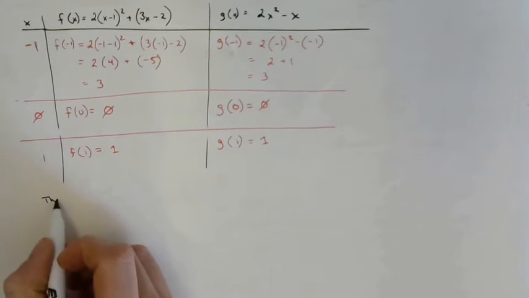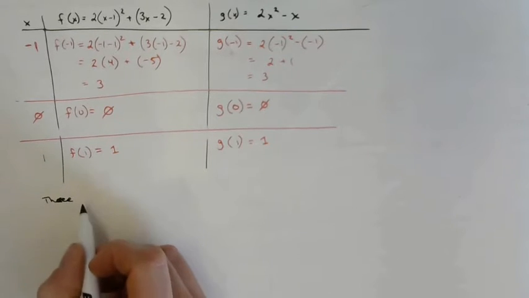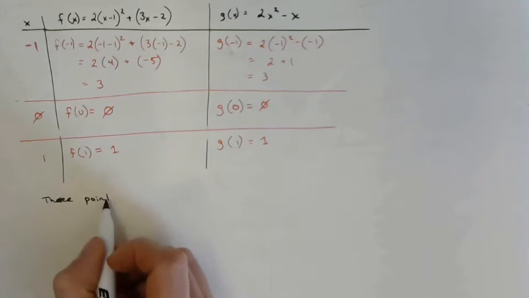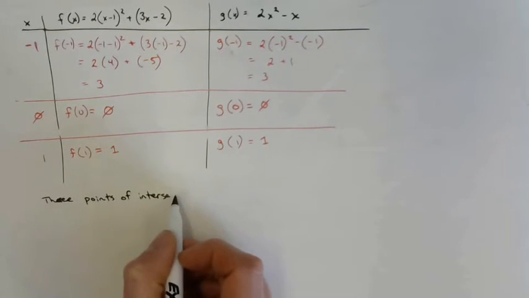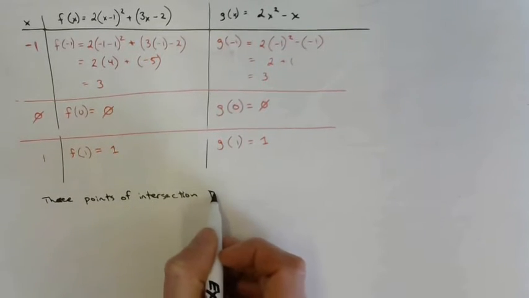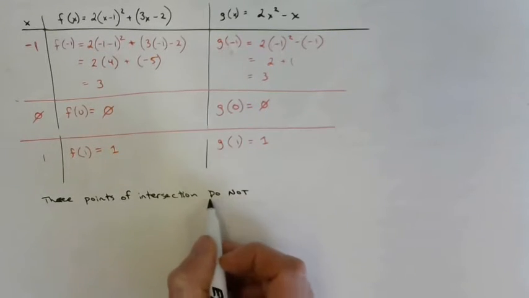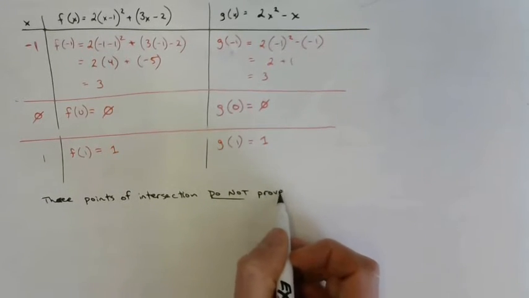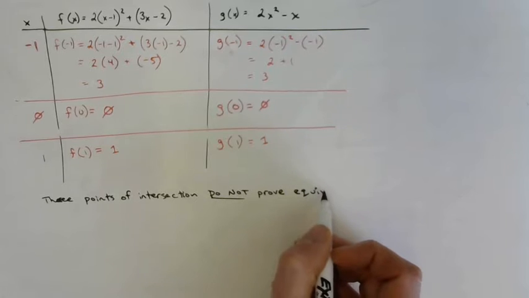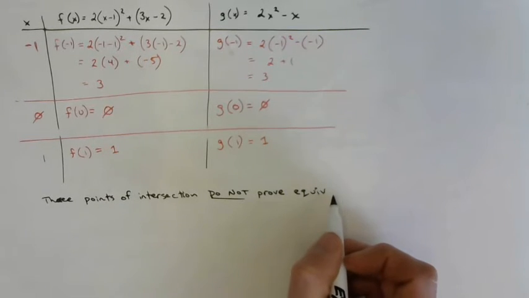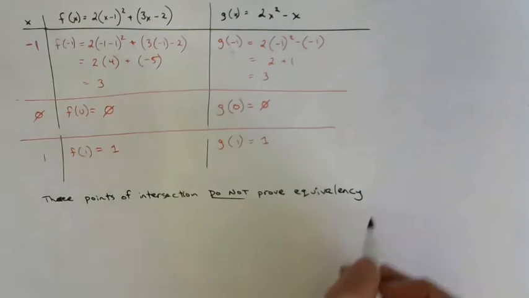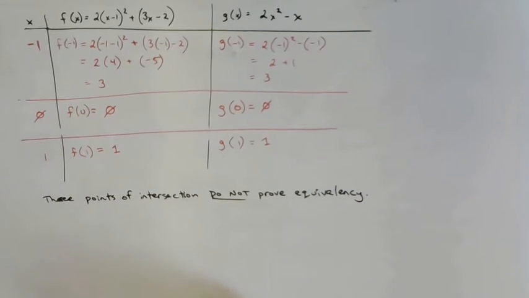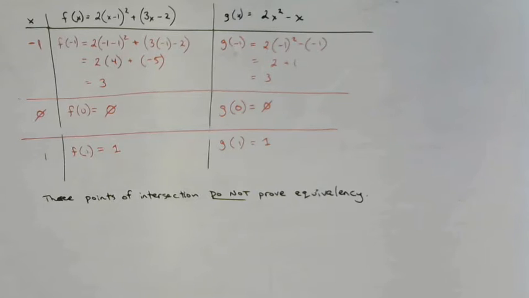3 points of intersection do not prove equivalency. I don't know how to spell equivalency, but I'm going to try my best. Equivalency. I don't even know if it's a word. Okay? 3 points of intersection do not prove equivalency.